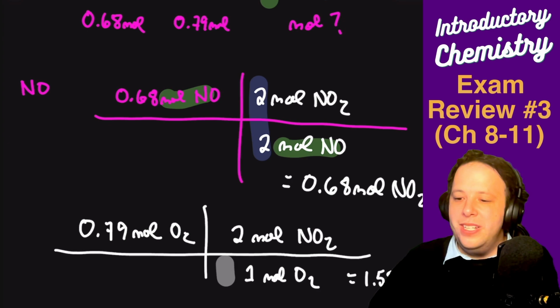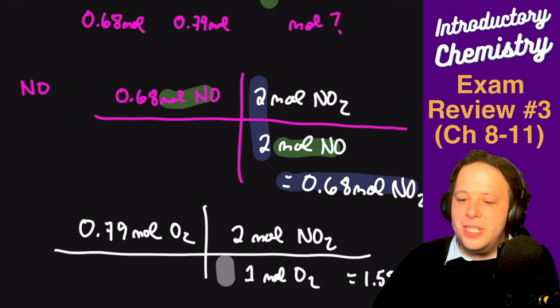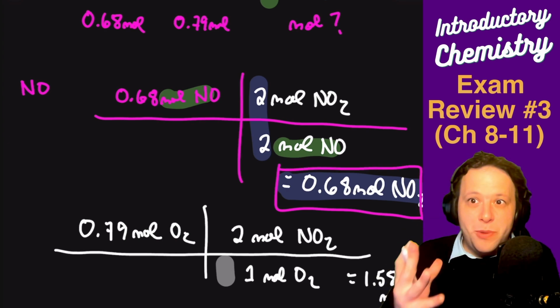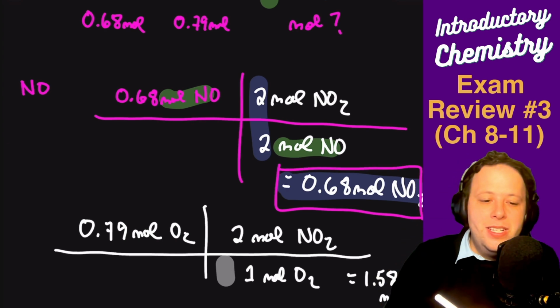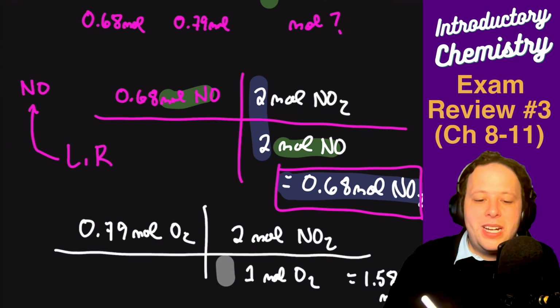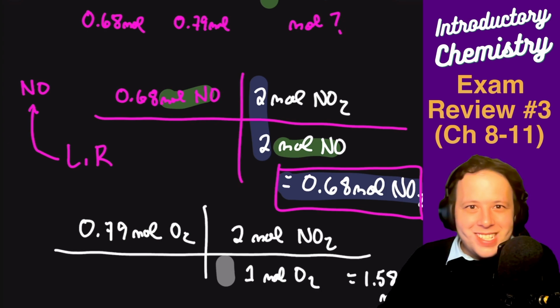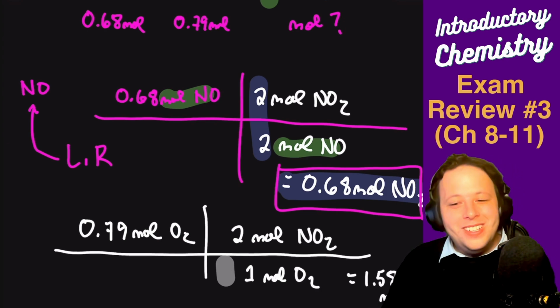So which one is our limiting reactant? Well, it's always the one that's smaller, right? So the 0.68 moles is going to be the smaller amount that we can possibly make. So that means that our limiting reactant is NO, which would have been the blue answer, right? So that's the whole idea here, whichever one is the smaller one.